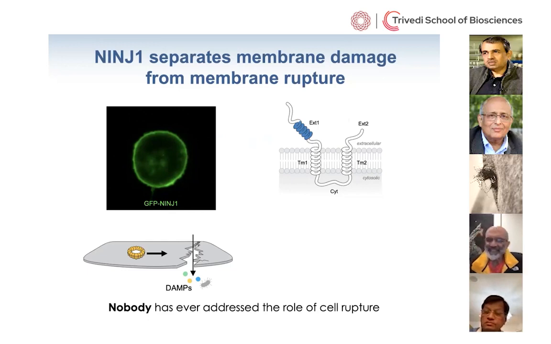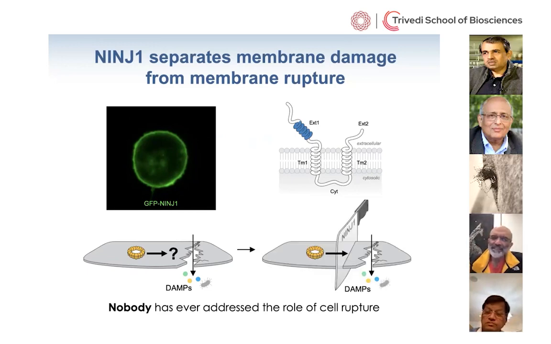But our work says, hold on, that may not be the case, because we can genetically dissect membrane damage from membrane rupture, membrane damage being defined by the release of IL-1 beta, membrane rupture being defined by the release of much larger molecules like LDH. And we can do so genetically if we mutate this transmembrane protein, NINJ1.